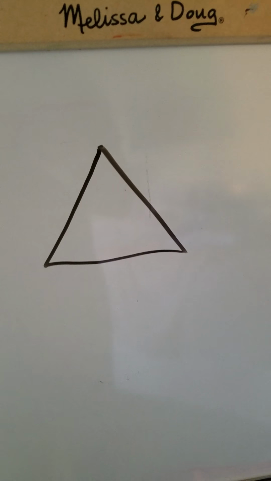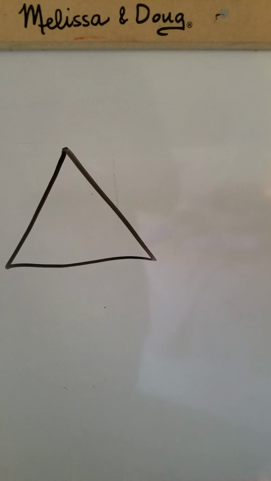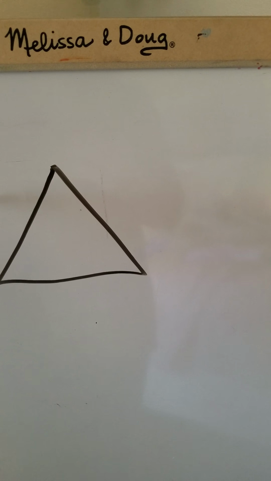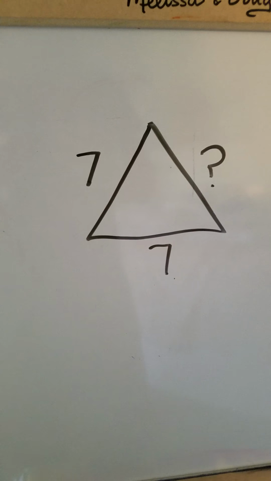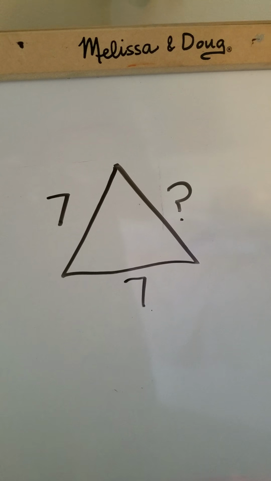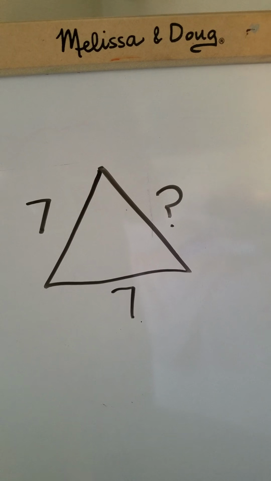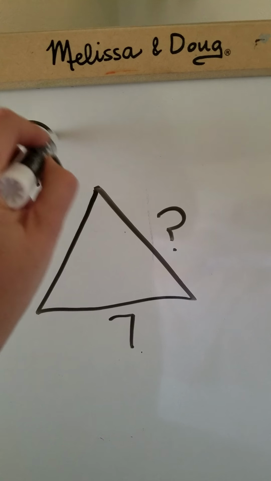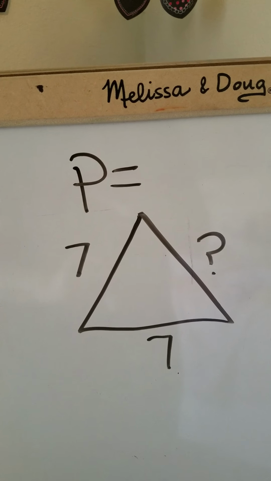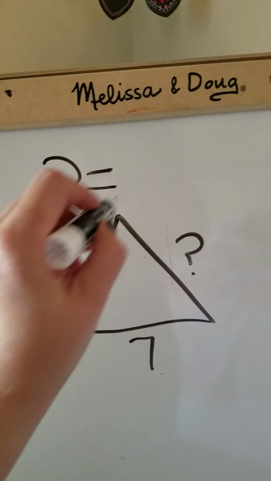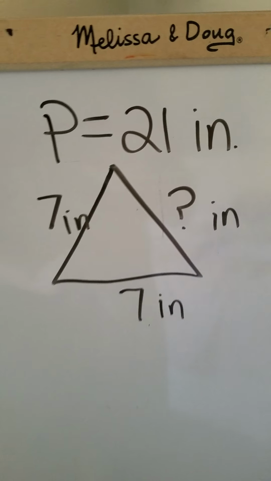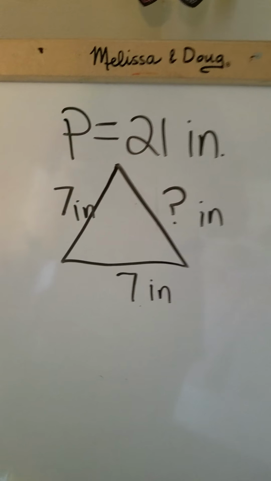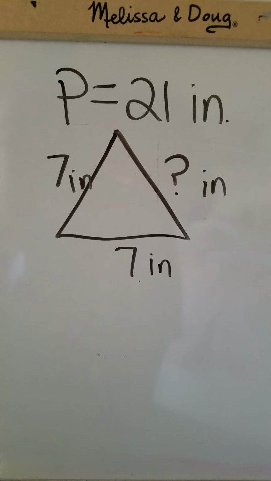So this is a triangle, of course. Now, I'm going to tell you that, let's see here. Okay. I know two of my sides, and then I'm missing a side. But I am going to tell you that the perimeter of my triangle, P stands for perimeter, is 21 inches. So of course these would all have the inch label. Okay. So I'm going to use what I know to figure out what I don't know.